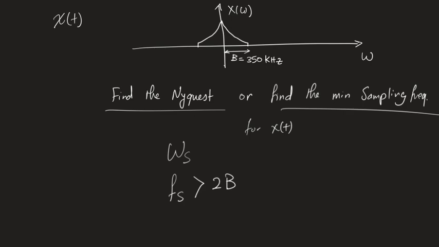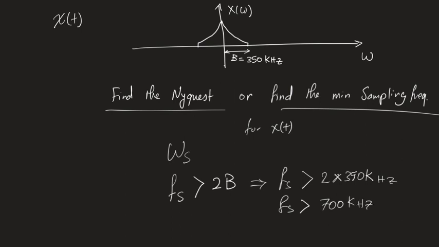No. Nyquist frequency is exactly 2B. Sampling frequency has to be greater than the Nyquist, right? Nyquist Fn is equal to 2B exactly. Fs has to be greater than 2B or greater than Fn, right? Okay. So the sampling frequency has to be greater than double the bandwidth of the signal, which means that Fs has to be greater than 2 times 350K, which means that Fs has to be greater than 700 kilohertz, right?